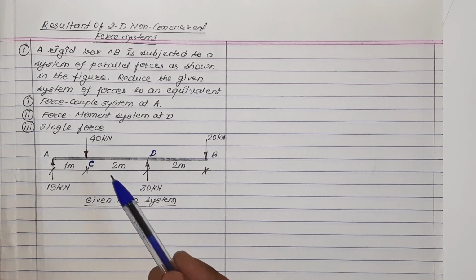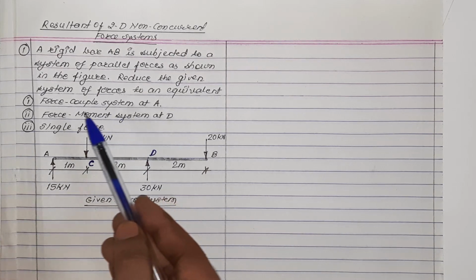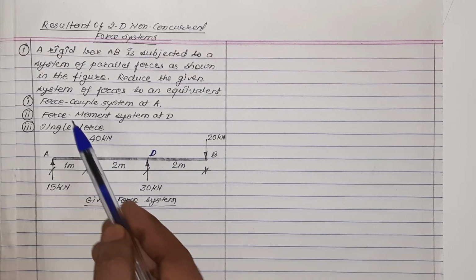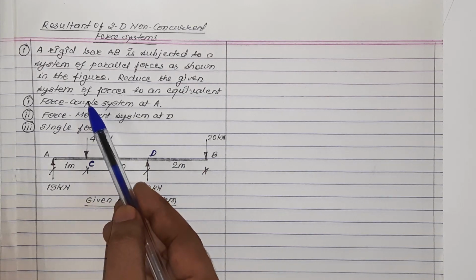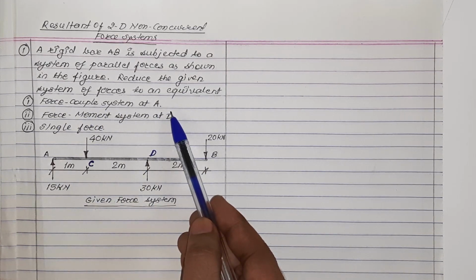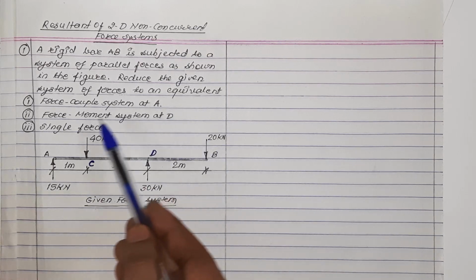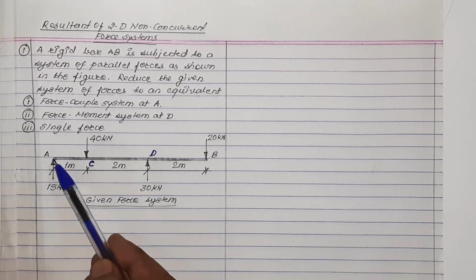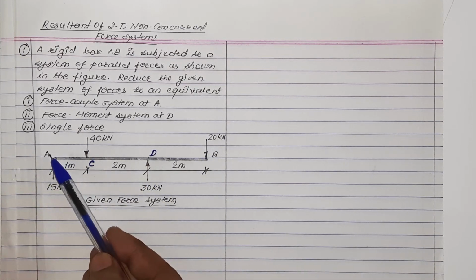So, from this numerical we can understand we want to replace these 2-dimensional non-concurrent forces by single force and couple at point A. That means we want to find out resultant of these 4 forces. We should place it at point A and we should find out moment of all the forces about A and we have to add them algebraically.